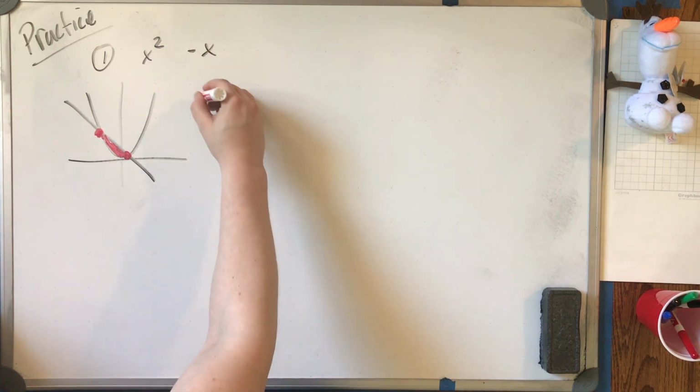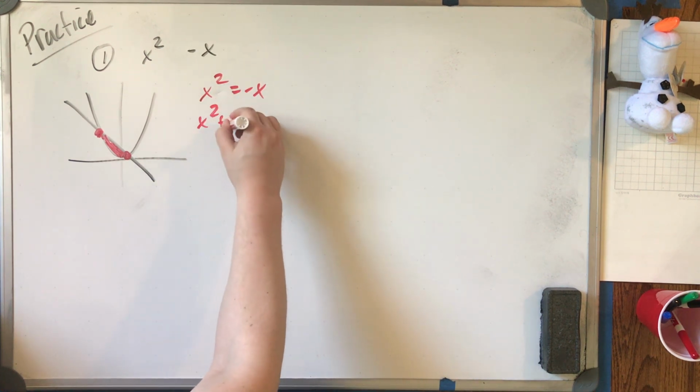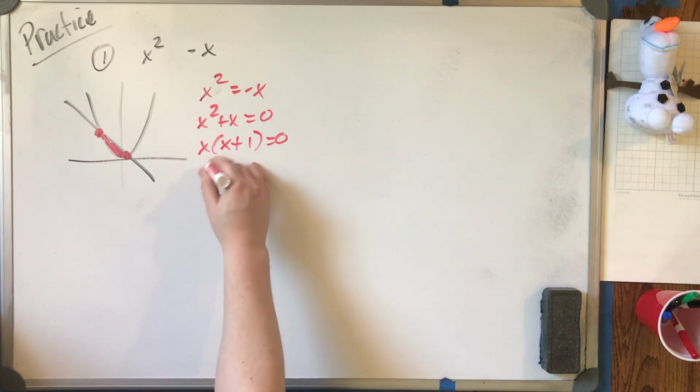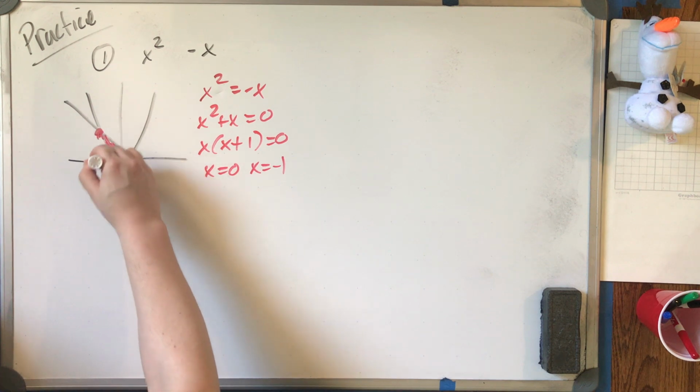So I need to figure out where these intersection points are on this graph. I'm just going to set these two things equal to each other. So x squared equals negative x. That gives me x squared plus x equals 0. Factor out that x, and I'm going to get x equals 0 and x equals negative 1. So I now know what my bounds are.